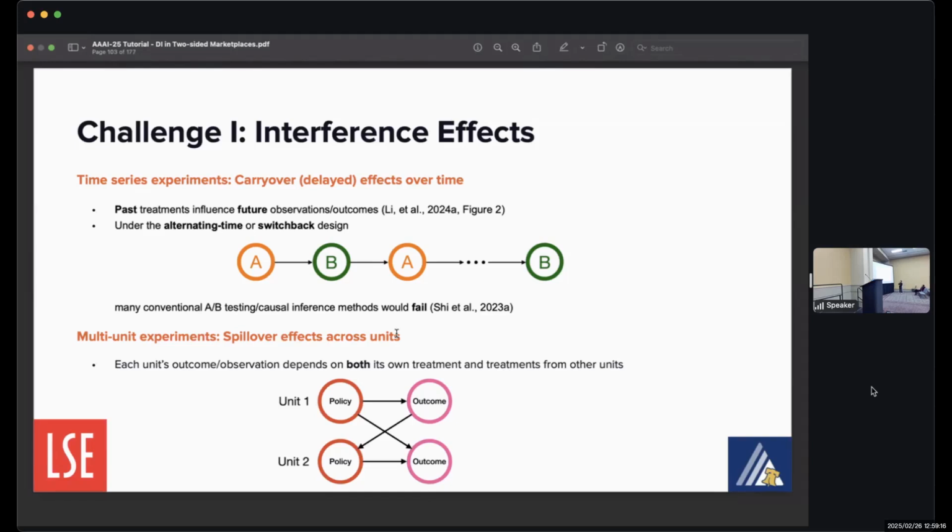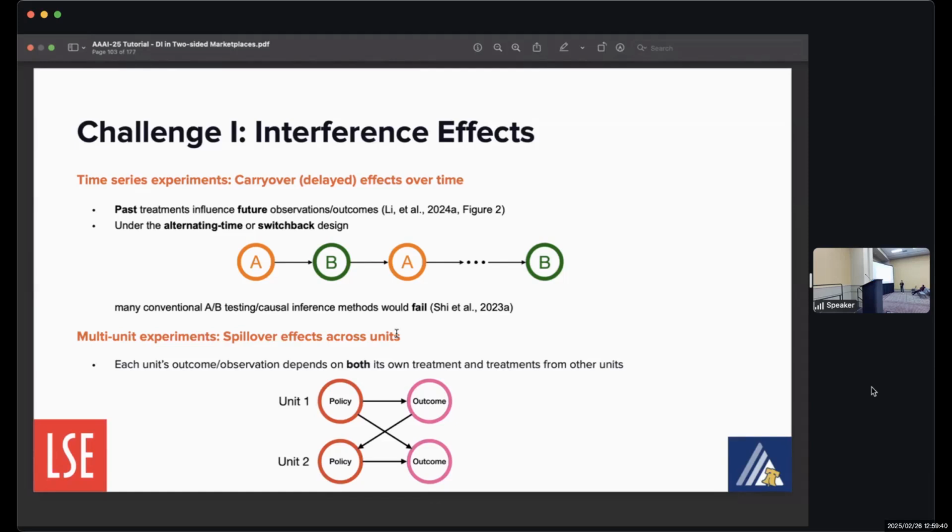The second type of interference effects corresponds to spillover effects. This occurs in multi-unit experiments. Basically, the policy that you apply to a given unit, to a given passenger for instance, not only affects its own outcome, but the outcome of other passengers, the outcome of other units as well.